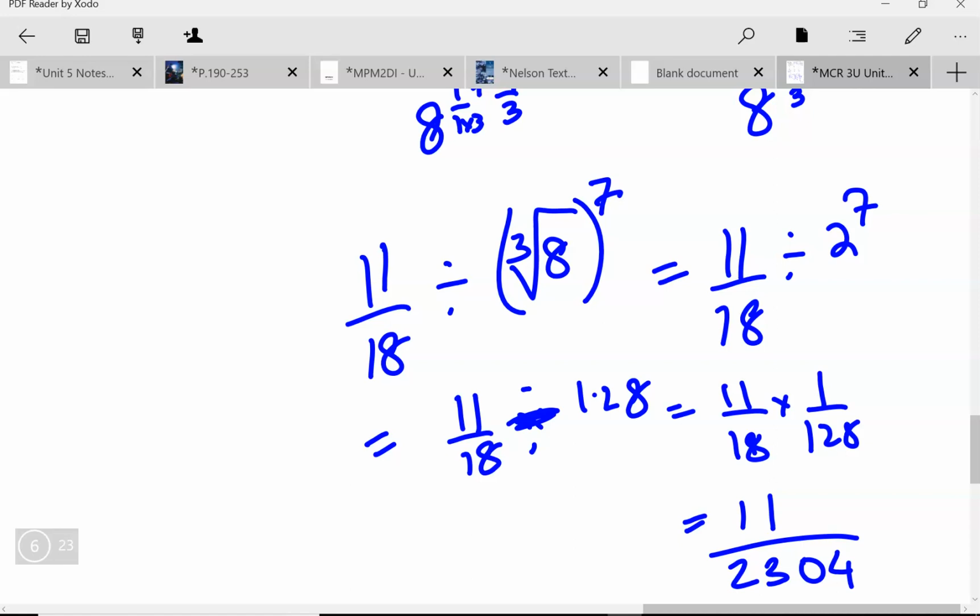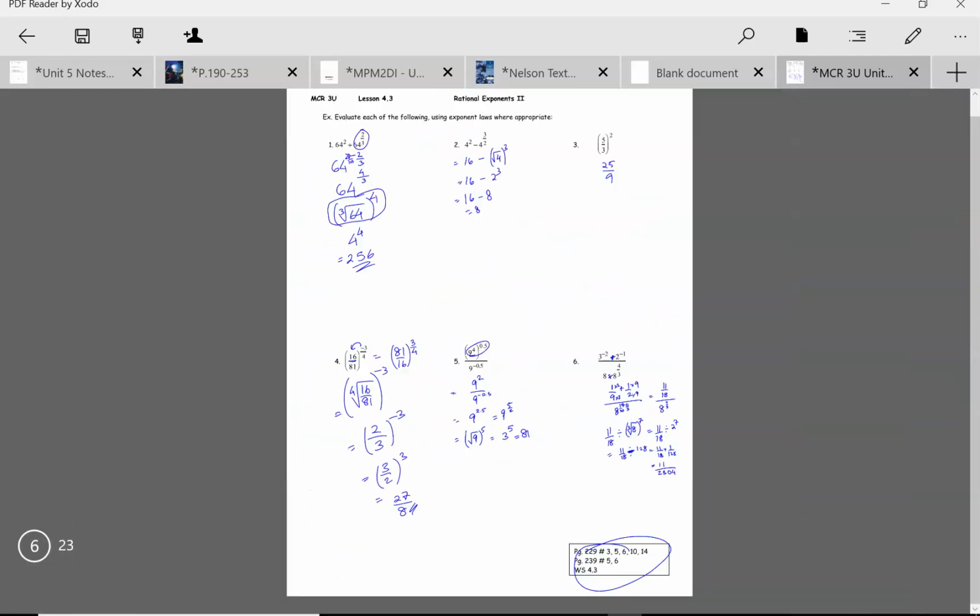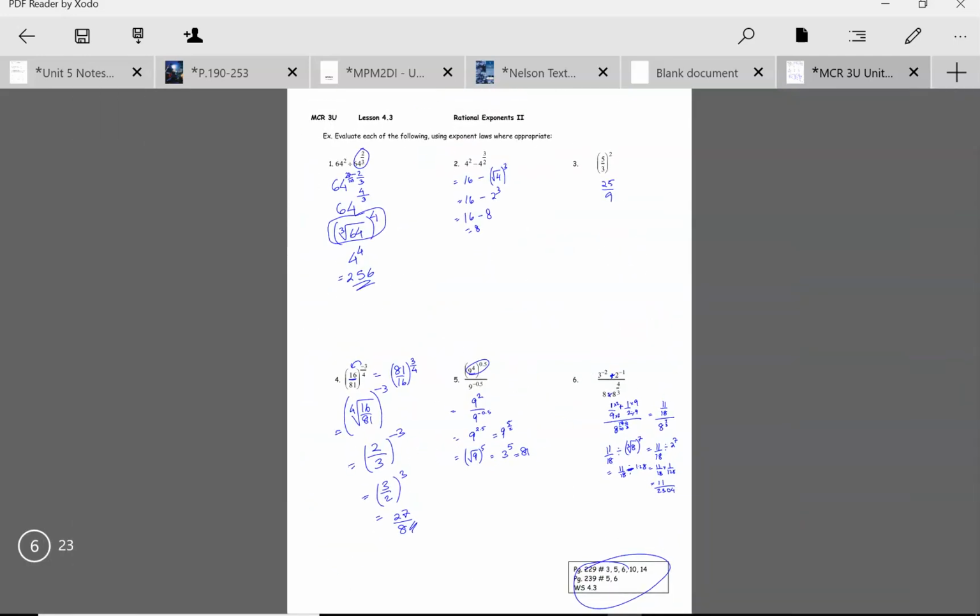Okay, that's the answer. So hopefully, again, it will take a bit of practice to be familiar with this and kind of get used to doing these things.